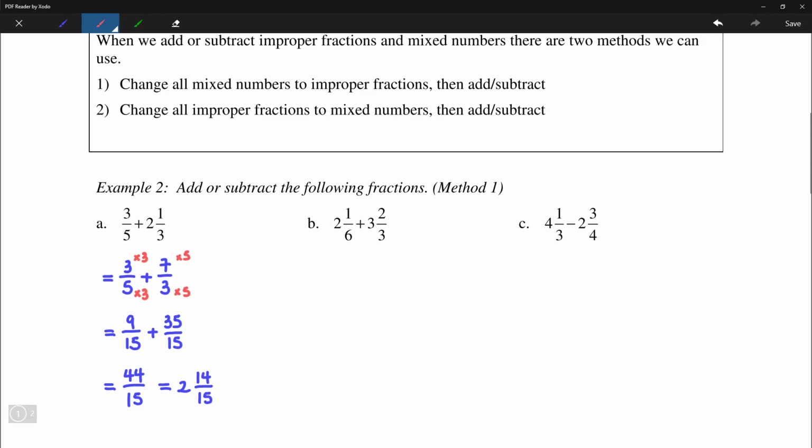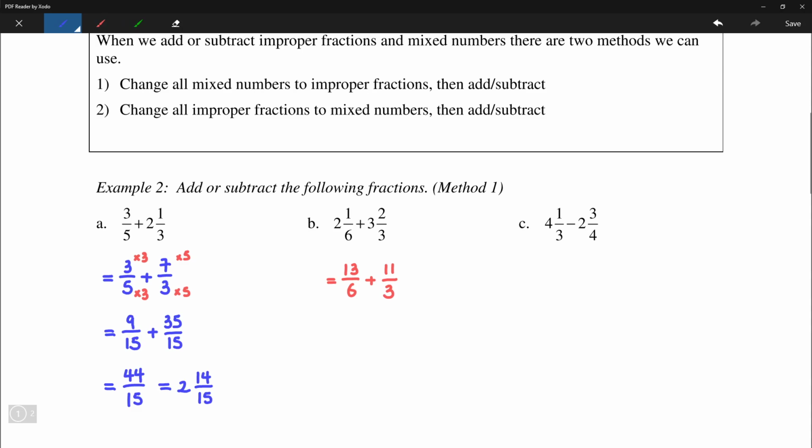Second one, similar kind of thing. So the first fraction we will rewrite as 2 times 6 is 12. 12 plus 1 is 13 over 6. Second fraction, 3 times 3 is 9. 9 plus 2 is 11. So this is 11 over 3.